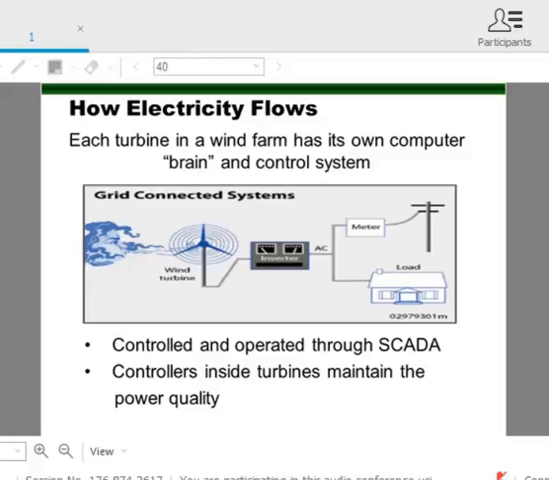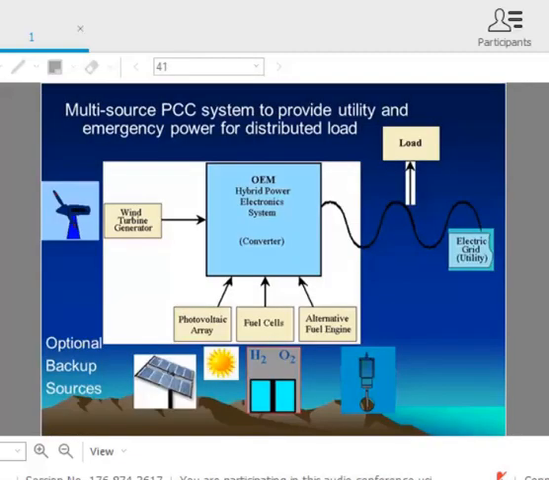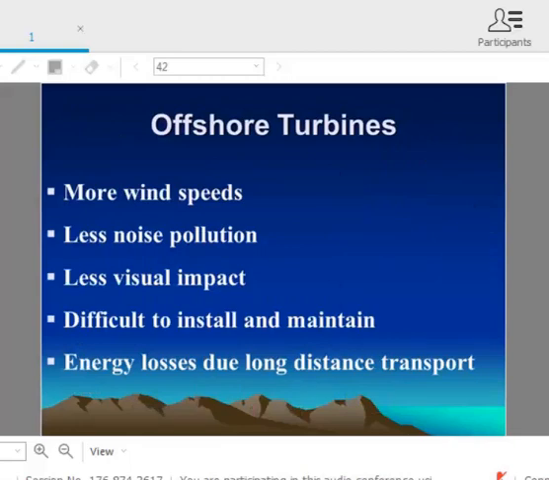So how does electricity flow? The wind turbine moves and produces power, and that power can be connected to the grid. Or the power can be used in nearby areas without feeding into the grid, so remote areas can be managed. This is a hybrid type of system, with wind, photovoltaic, fuel cell and an alternative engine creating power.